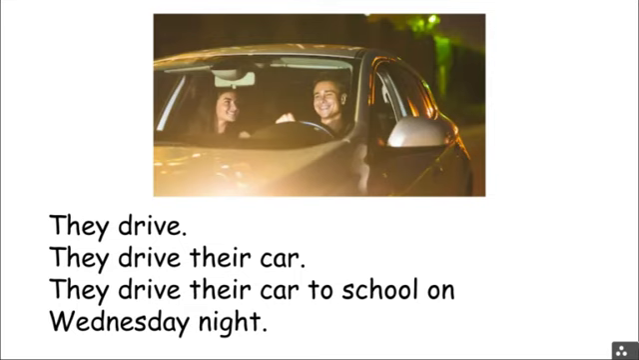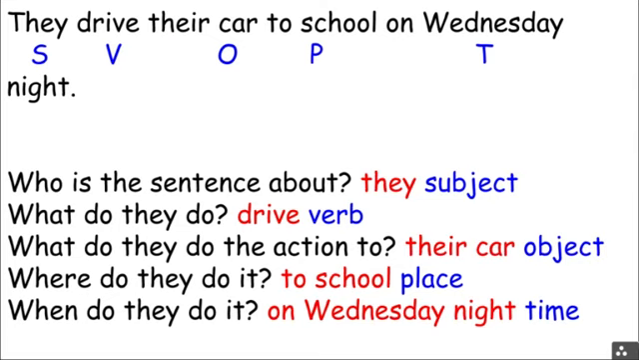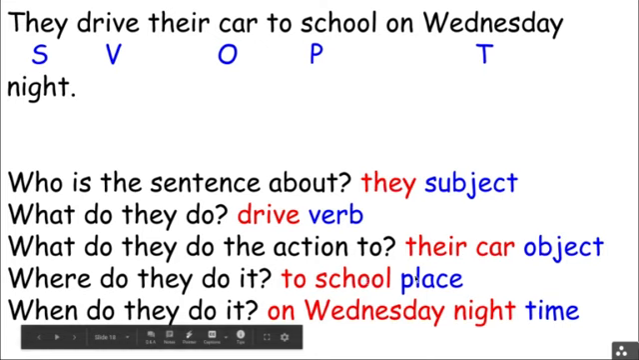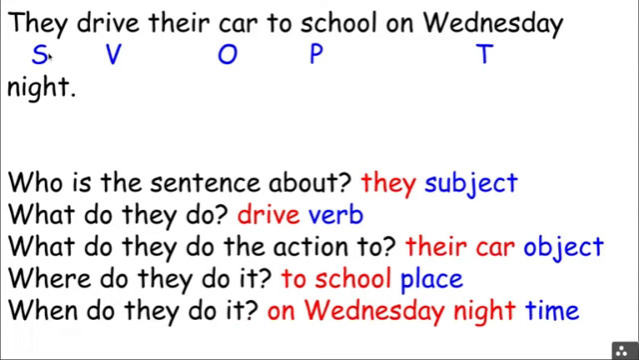Let's look at this sentence more closely. Who is the sentence about? They. That becomes our subject. What do they do? Drive. That is my verb. What do they do the action to? What do they drive? They drive their car. That becomes my object. Where do they do it? To school. So that's my place. When do they do it? On Wednesday night. That becomes my time. So here I have SVOPT. They drive their car to school on Wednesday night.